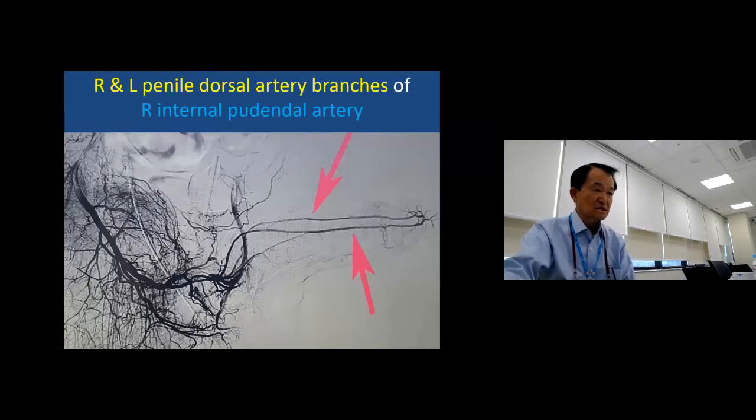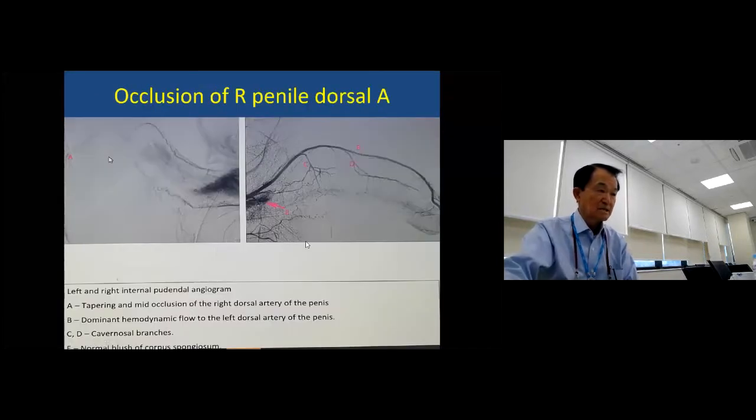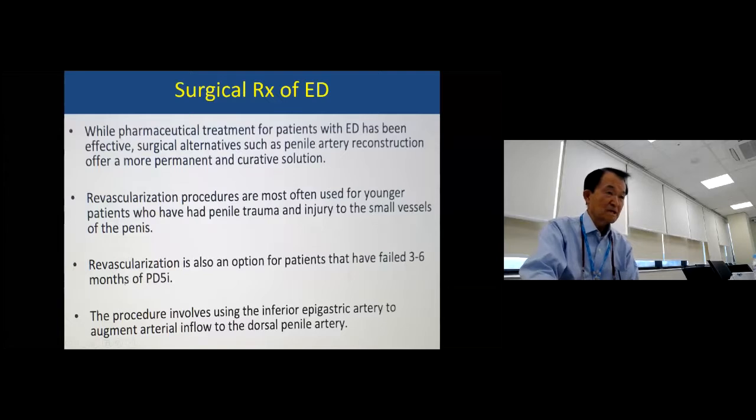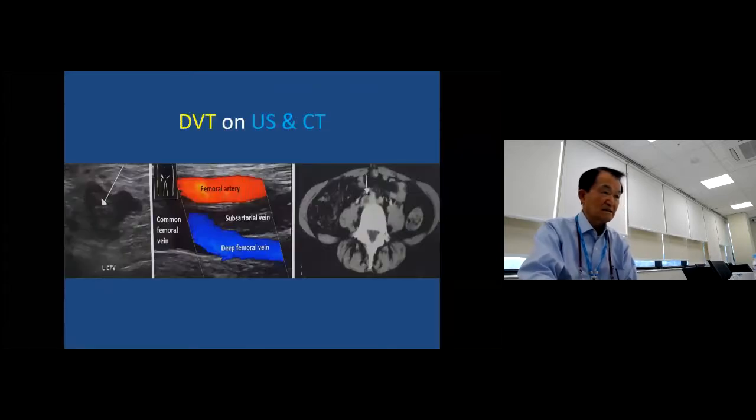So this is an internal pudendal artery opening here. But in this case, on this side you can see all the branches. There's nothing here, so it's a blockage, an occlusion, on the right side. So microsurgery can open it up or reconnect it. And so that's why you have to consider these things.